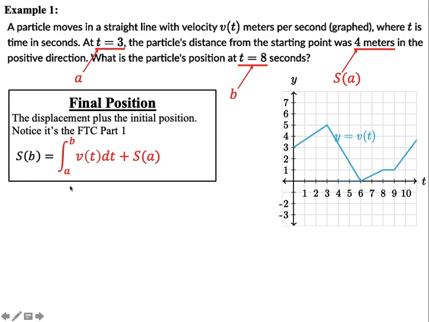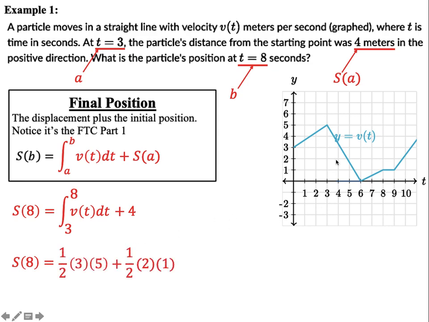So adjusting the expression here for this problem would look like S of 8, that's our final time, equals the integral from 3 to 8 of the velocity function, plus our position at 3 seconds, our S of 3, which happens to be 4. Okay, so now we have to figure out how we're going to integrate V of t. In this case, we have a graphical representation of our velocity. So we're going to just go ahead and do our area calculations. The region from 3 to 8 looks to be all positive.